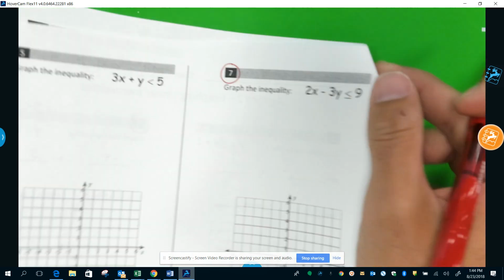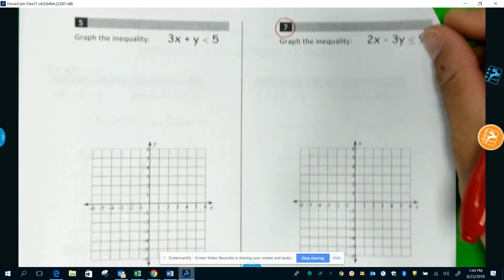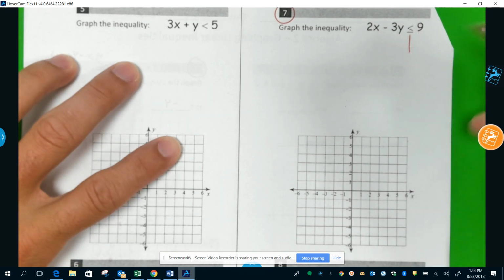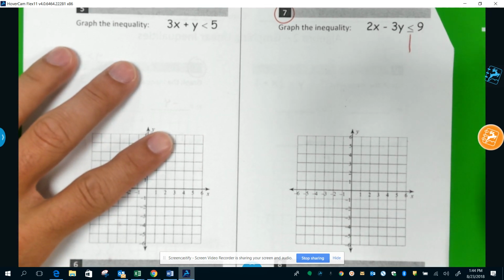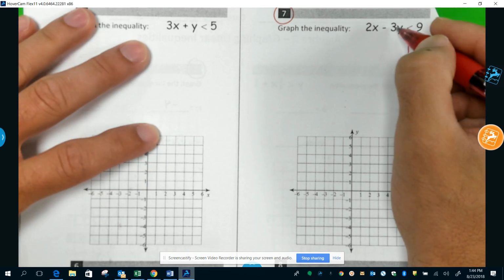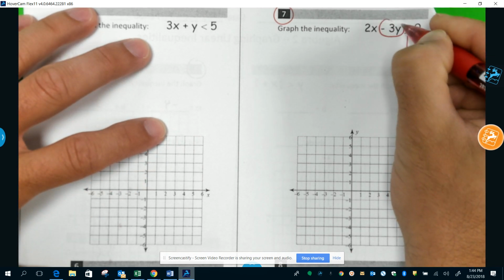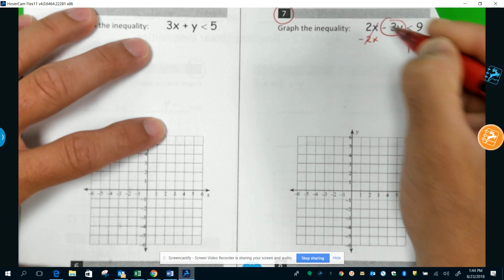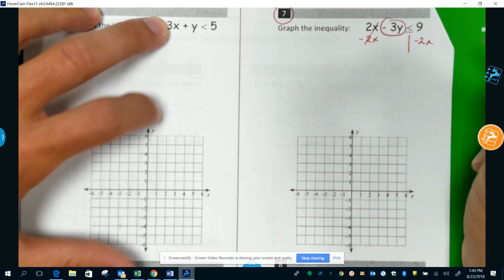Let's step it up a notch. Flip it over to number 7. Okay, graph this inequality. Well, this guy isn't ready to graph yet. I've got to solve for y first, like usual. So if I'm trying to get this guy by itself, I need to get rid of the 2x. So I'll subtract 2x from both sides.